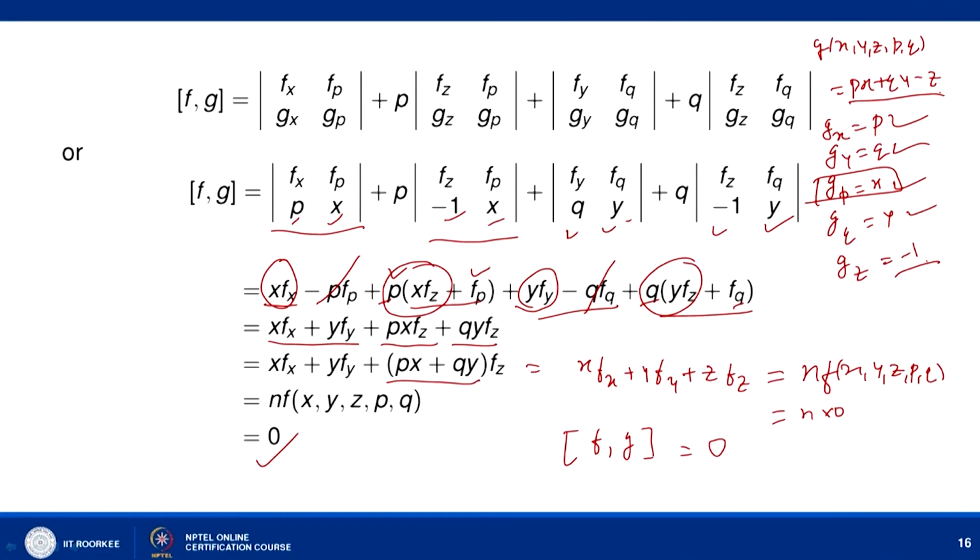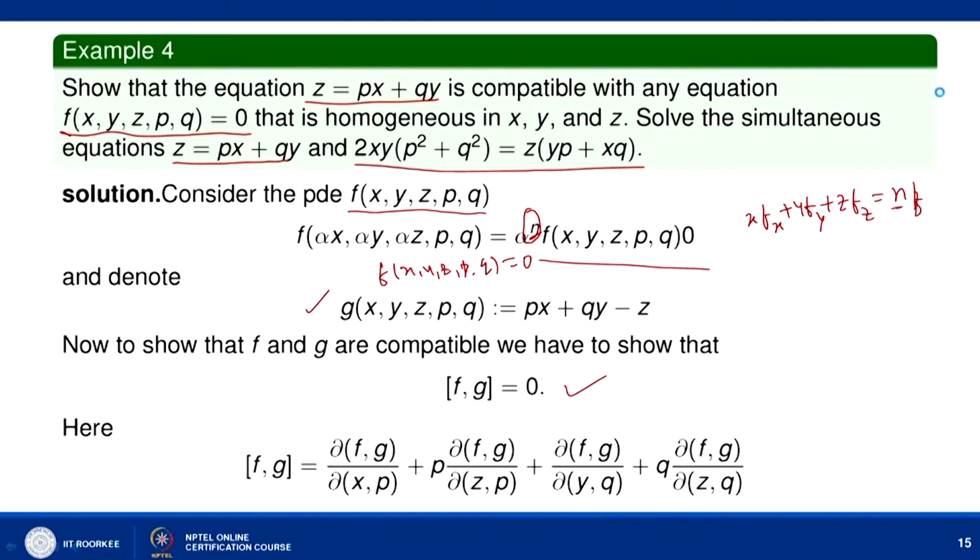Now once they are compatible to each other, then we can find out the common solution, and to find the common solution we need to know the value of p and q. So for that we have simply taken an expression for f of x, y, z, that is 2xy(p square plus q square) equal to zy(p plus xq). Now if you look at, this is a homogeneous equation in terms of x, y and z. How can we check? You simply write this as f of x, y, z, p, q equal to 2xy(p square plus q square) minus zy(p plus xq).